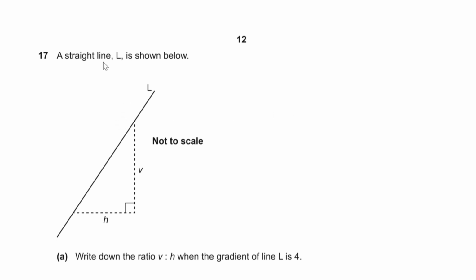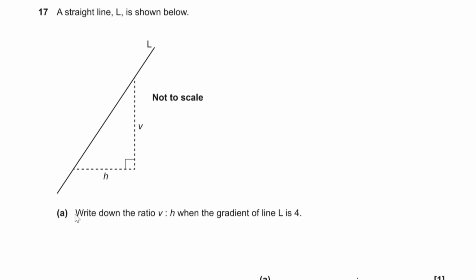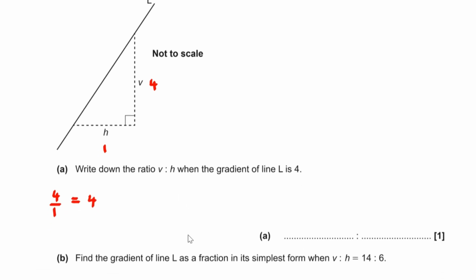Question number 17. The straight line L is shown below. Part A, we have to write down the ratio of V to H when the gradient of the line is 4. Well, what this is talking about is the gradient of the line. And the gradient of the line is the change in y over the change in x. If we have 4 over 1, that gives us the gradient of 4, which means the ratio V to H is 4 to 1.